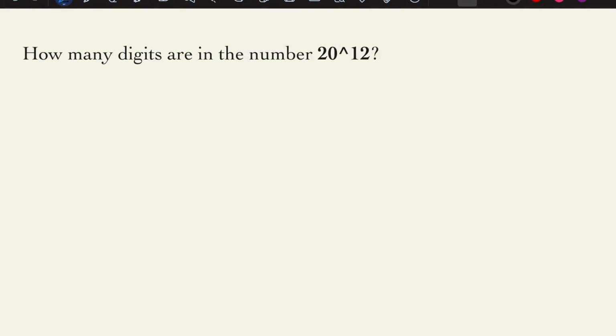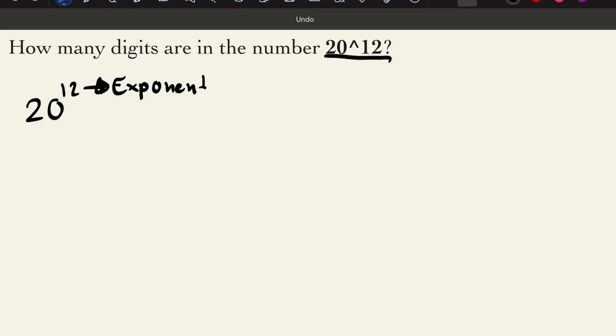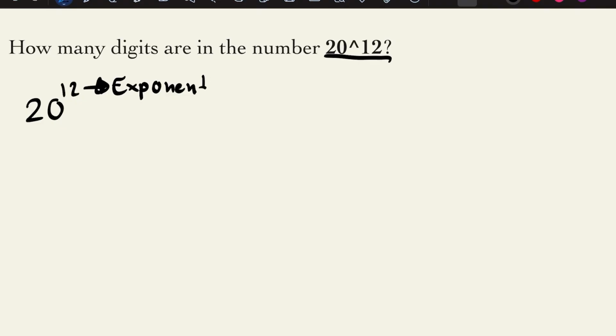To start with, let's look at this question, which says, how many digits are in the number 20 raised to the power of 12? What this number really is, 20 is written like this, by the way. And this means that 20 is raised to the exponent of 12.